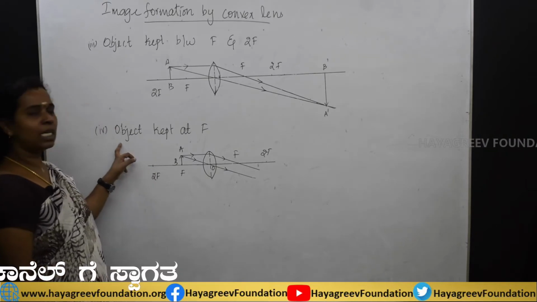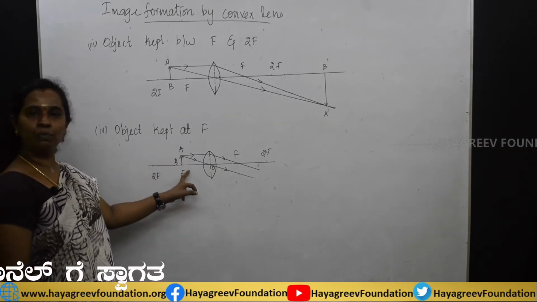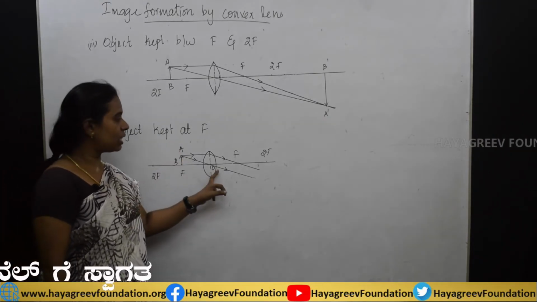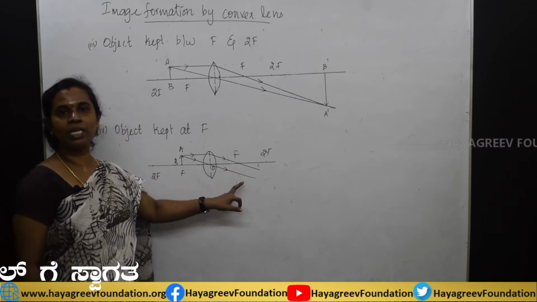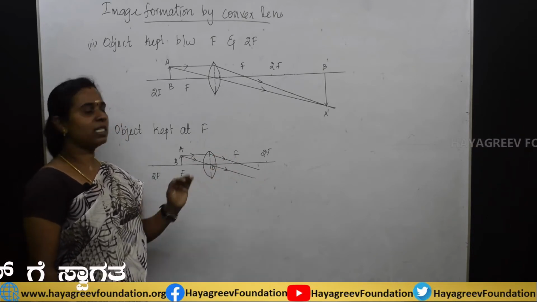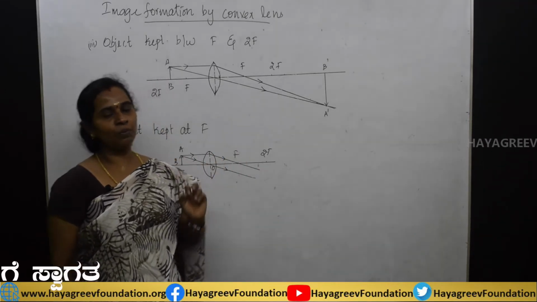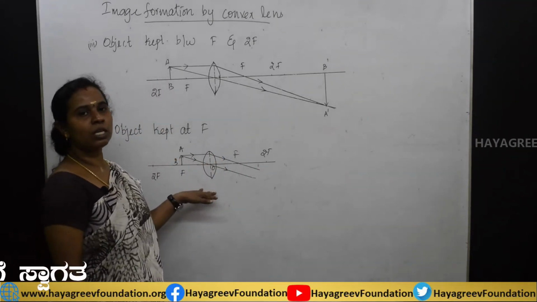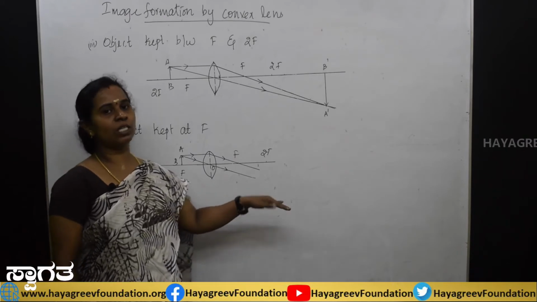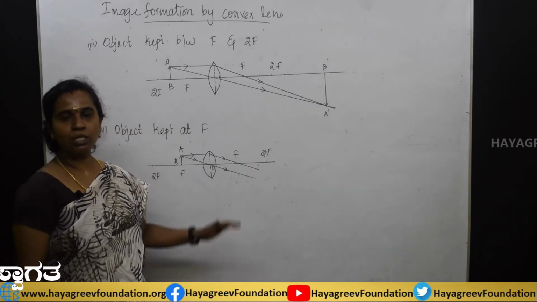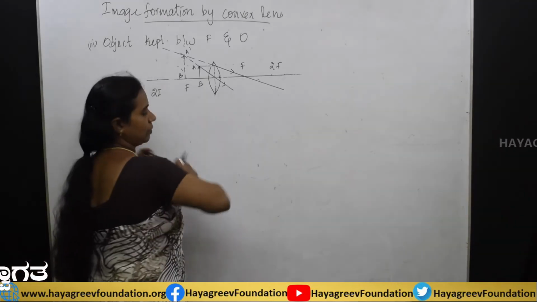Next case: object kept at principal focus f. So here the refracted rays are going to be parallel. If the refracted rays are parallel, the image is going to form at infinity. In this case also the image will be real, inverted and enlarged, formed at infinity.